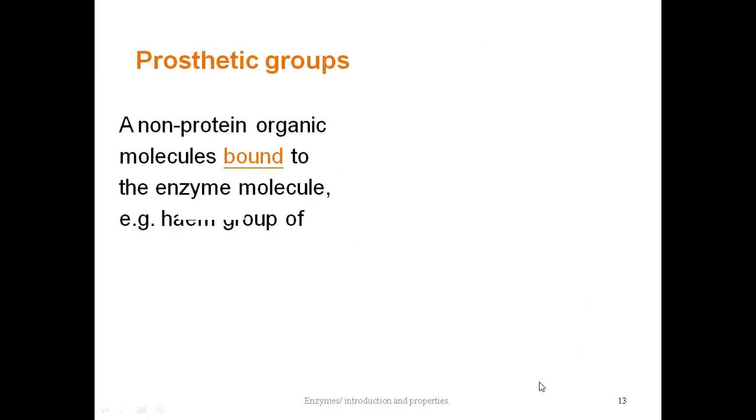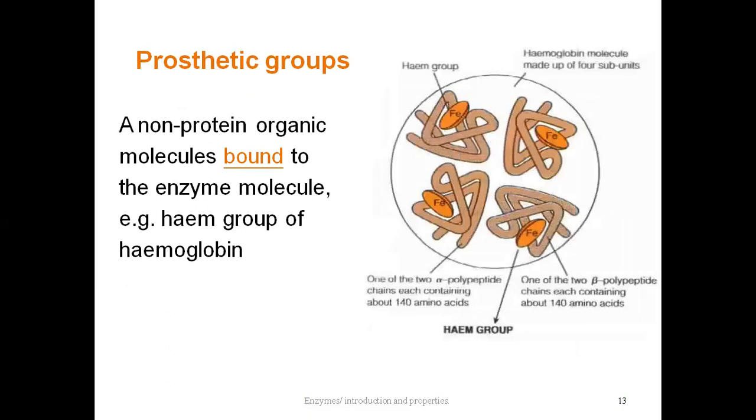Then we come to prosthetic groups. Prosthetic groups are non-protein organic molecules that are bound very tightly, covalently, to the enzyme molecule. You can get a question in your paper to differentiate between prosthetic groups and coenzymes. Coenzymes are loosely attached, prosthetic groups are very strongly bound together. A very good example of a prosthetic group is the heme group of hemoglobin.